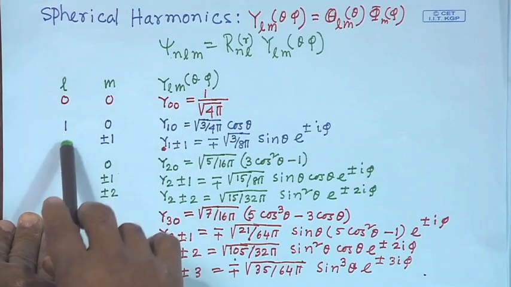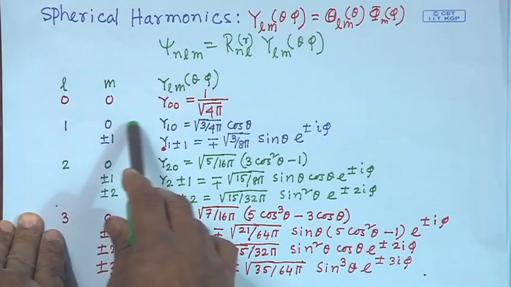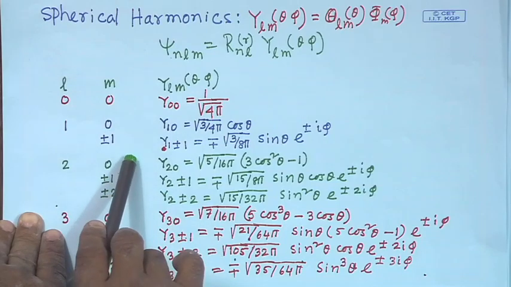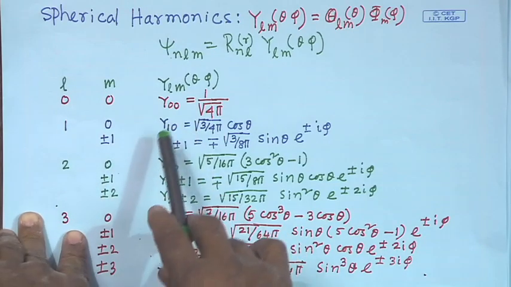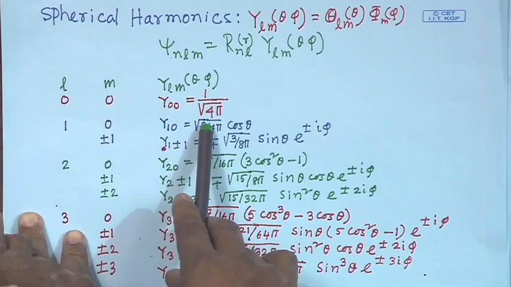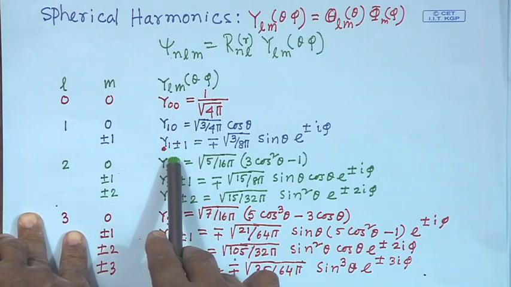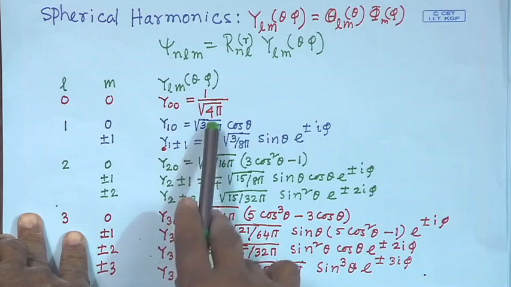And then for L equal to 1, M is 0, plus minus 1. So the corresponding spherical harmonics are Y 1 0 and Y 1 plus minus 1. So these are the forms.